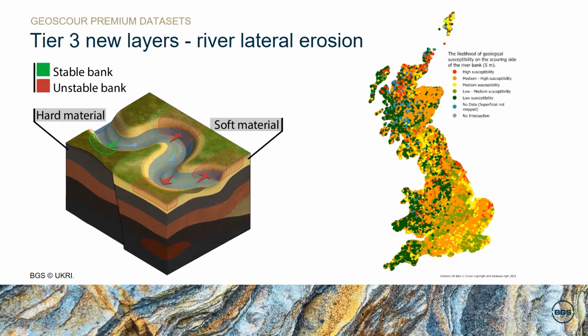This assessment allows owners of riverside assets, such as road or pipeline infrastructure, to assess the location of any change in geology and therefore change in susceptibility. And the attribution is assigned to regularly spaced points along the river line.